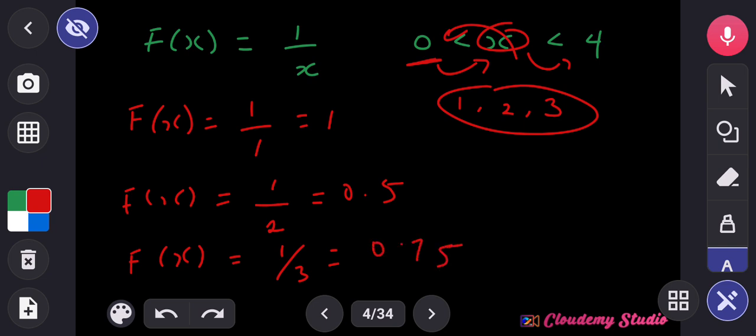So this is a bounded function. This is how the bounded function is given to us. Now, the second one that we will be looking at is the inverse function.